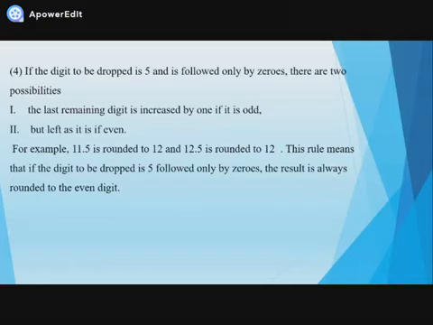For example, 11.5 is rounded to 12 and 12.5 is rounded to 12. This rule means that if the digit to be dropped is 5 followed only by zeros, the result is always rounded to the even digit.